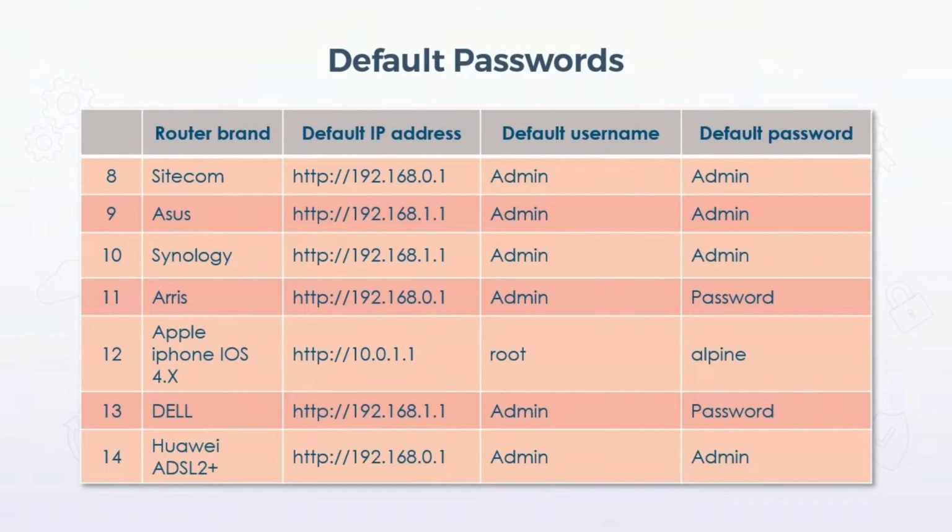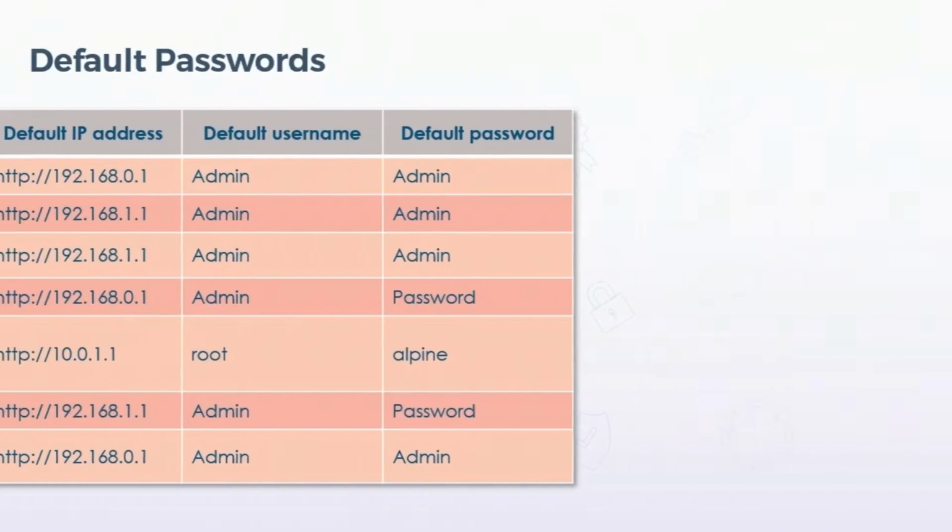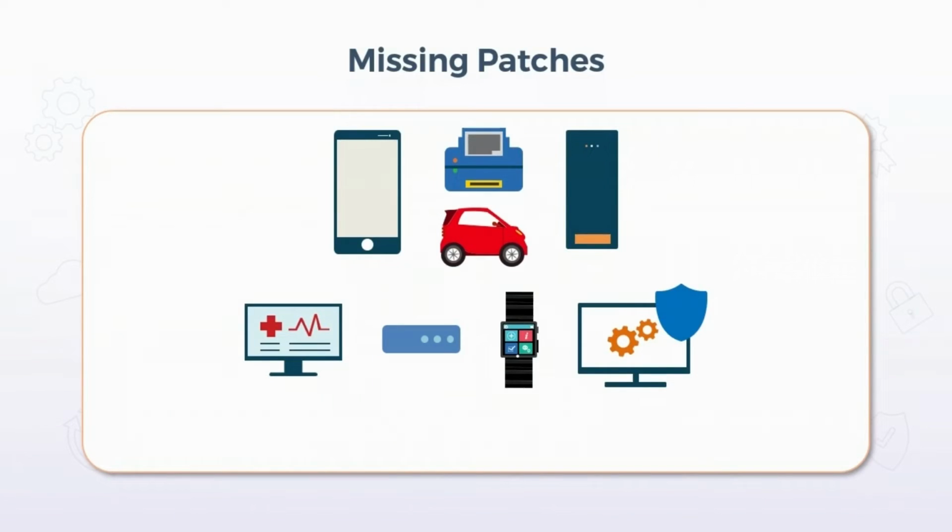Missing patches is another big problem for security misconfiguration. Imagine that you've got many different types of devices on the network: smartphones, printers, and even smart vehicles, you might have a fleet of vehicles for corporate use, servers and smartwatches, routers, medical devices, and so on. We might have to make sure that the firmware patches are applied on all those in a timely fashion, as well as, of course, the software patches.